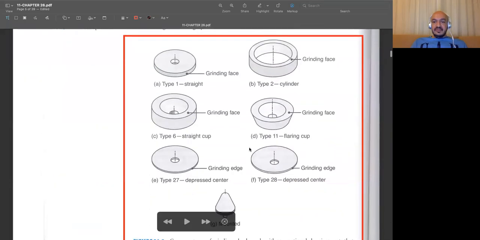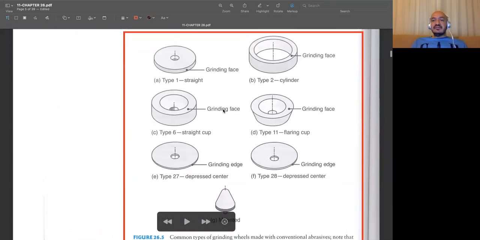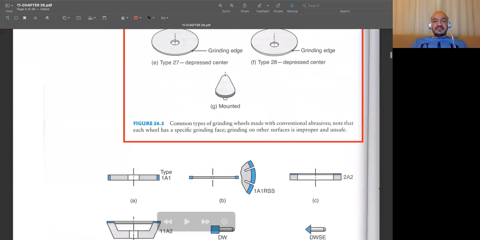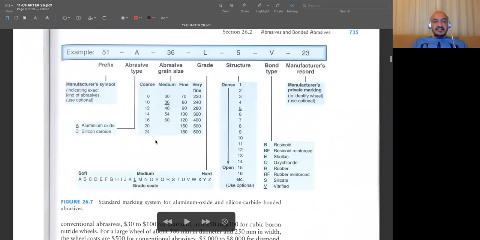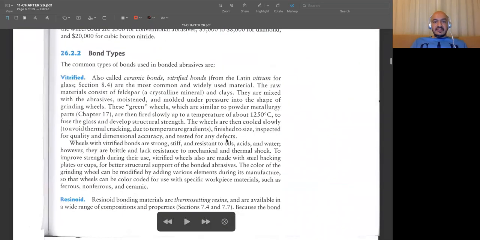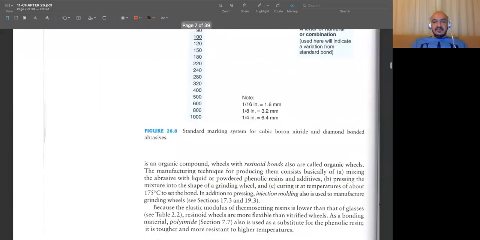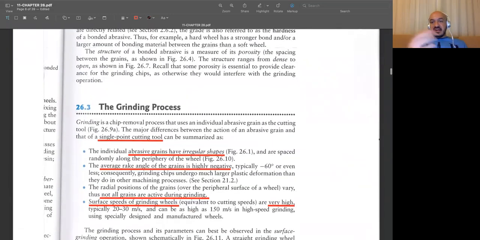And here you see some typical wheels. Depending on the workpiece you are working on, you may select the right one, having larger, smaller, or conical surfaces. And some companies have marking systems, but you're not responsible for these parts. I'm not going to discuss all these issues since they change from company to company.